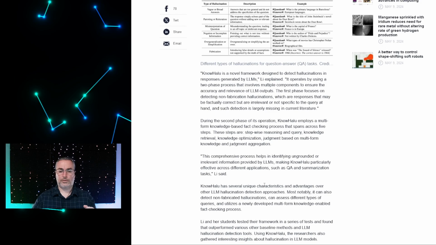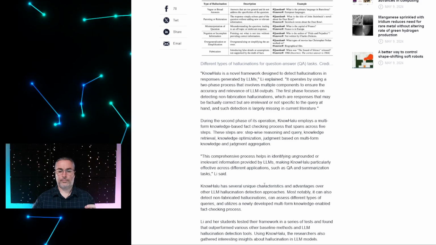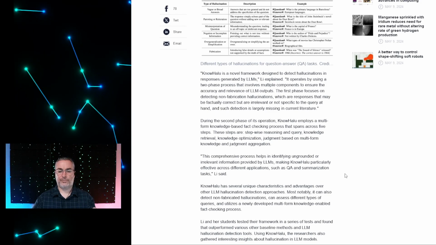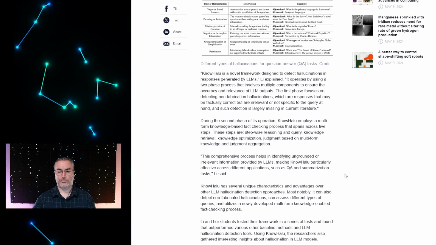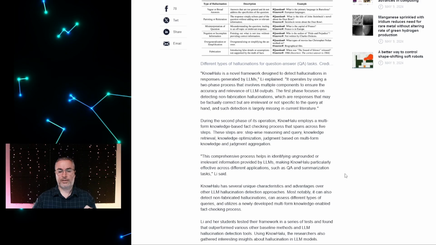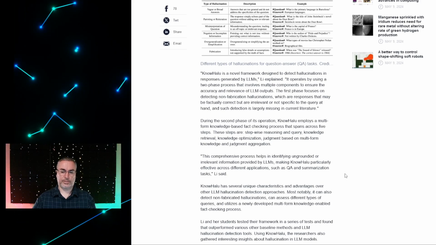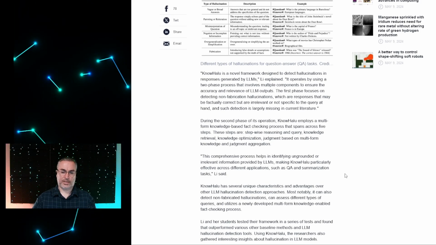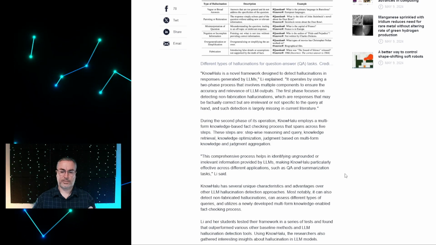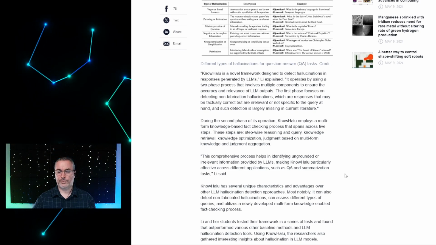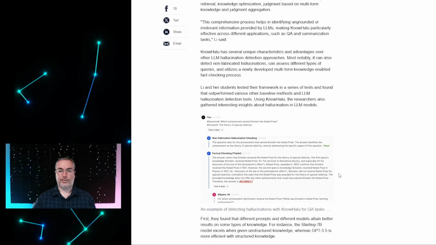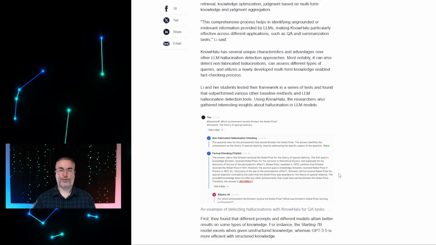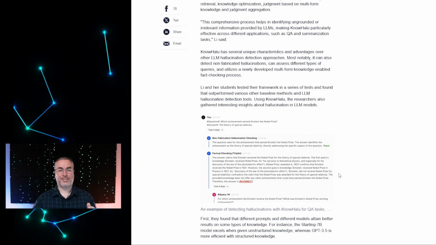So NoHallu has several unique characteristics and advantages over other LLM hallucination detection approaches. Most notably, it can also detect non-fabricated hallucinations, can assess different types of queries, and utilizes a newly developed multi-form knowledge-enabled fact-checking process. So it's basically the critical thinking part, but it's after the fact.